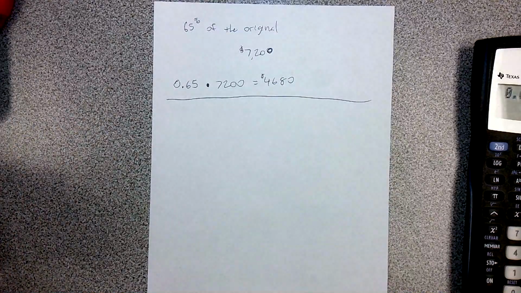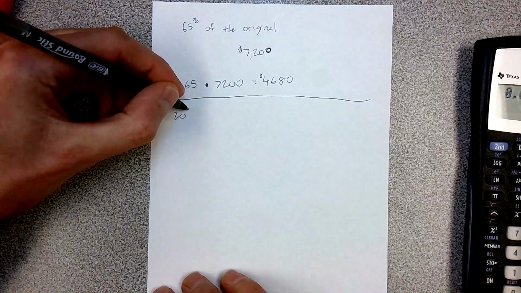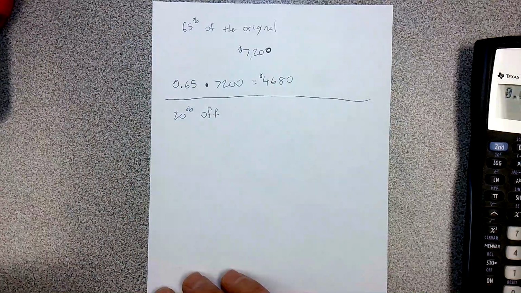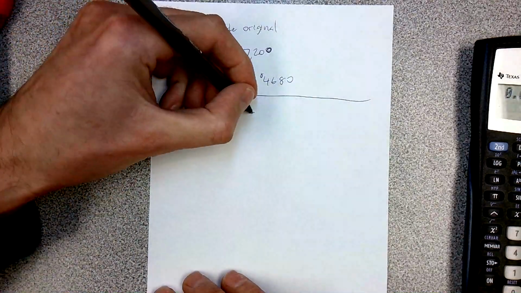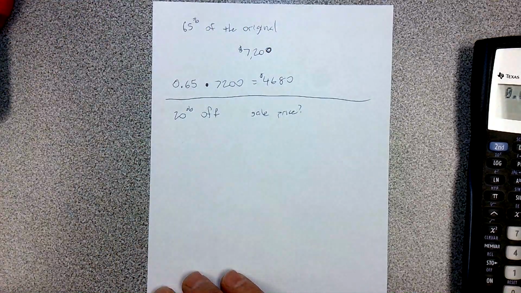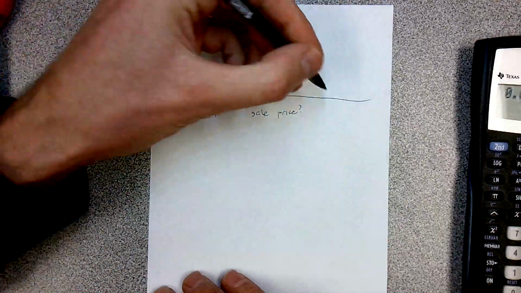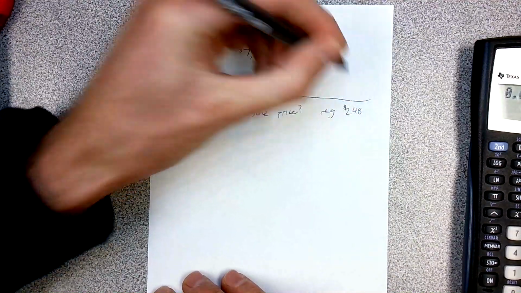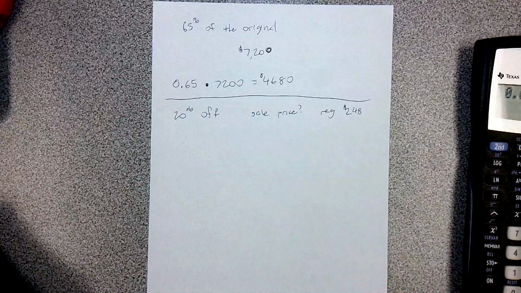A sporting goods store near Big Bear Lake is having a 20% off sale. On water skis, what will be the sale price? So we don't know the sale price. For water skis, which regularly sell for $248.